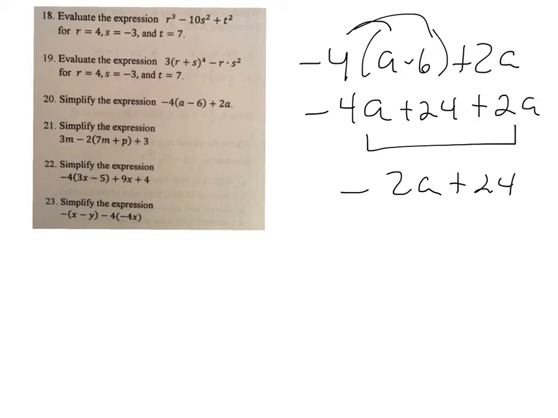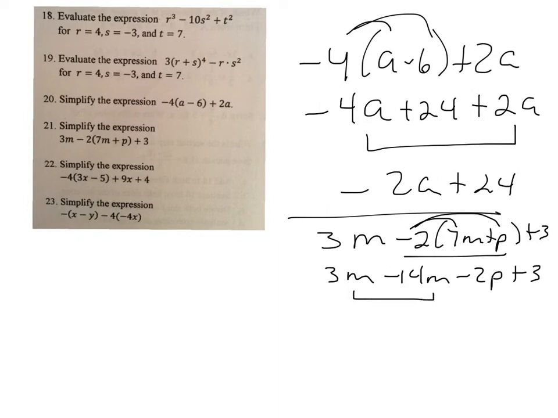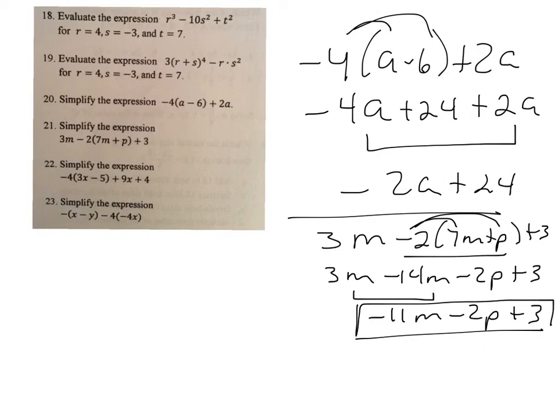On number 21 is 3m minus 2 times 7m plus p plus 3. Now, I'm going to distribute this right here. So I get 3m minus 14m minus 2p plus 3. I'm going to combine like terms, which are the m's. So 3 minus 14 is negative 11m minus 2p plus 3. And that's my answer. I can't go any further. There's nothing else for me to combine.